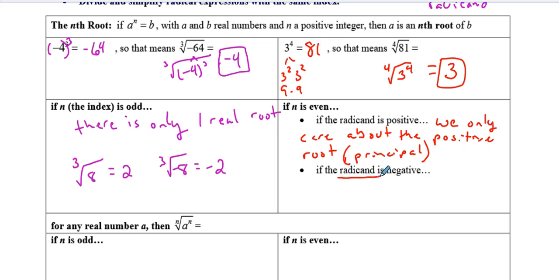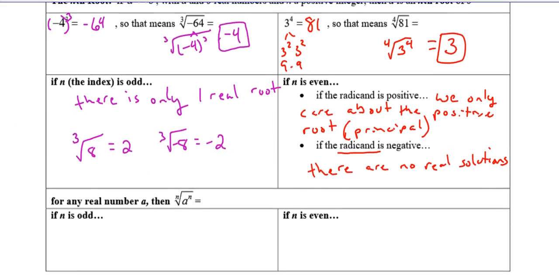So what happens if the radicand is negative? Well, then you would start getting imaginary solutions. So if the radicand is negative, you're going to say there is no real solution. All right. So if the index is even and the radicand is negative, there's no real solutions.